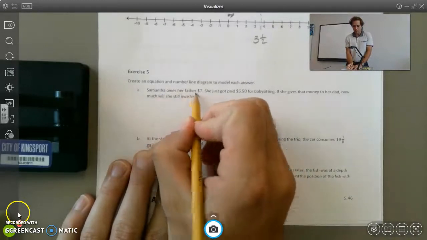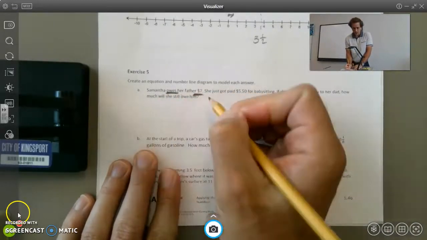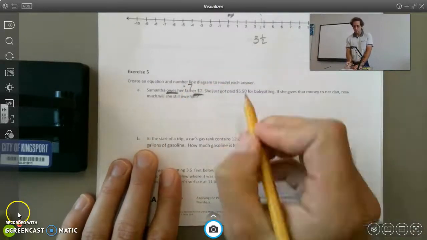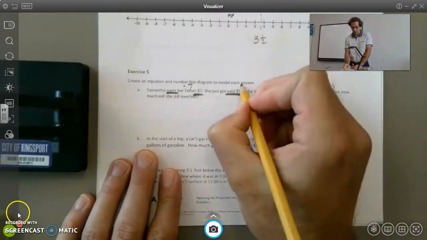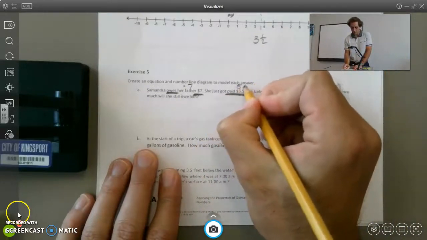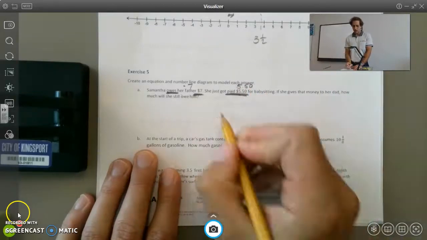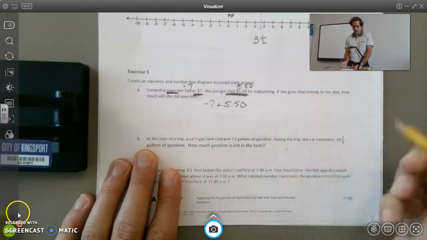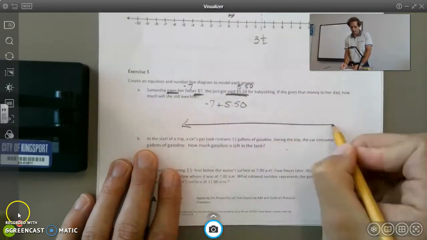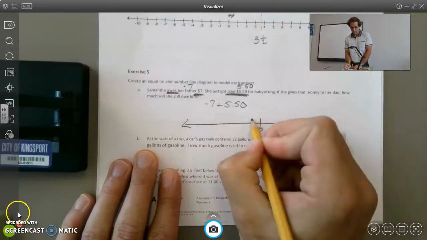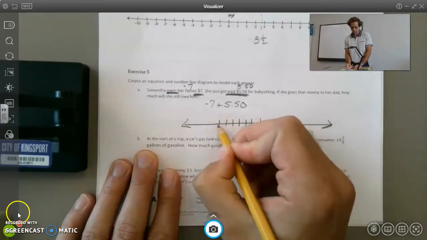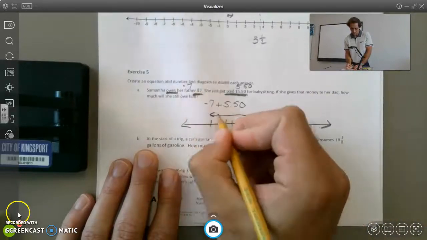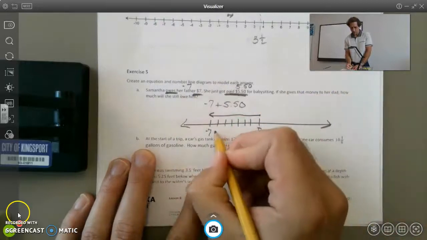So Samantha owes her father $7. Owes $7. How do I represent that? Negative 7. She got paid $5.50. How do I represent that? Positive $5.50. All right, let's check this out. How much money does she still owe her dad? 1, 2, 3, 4, 5, 6, 7. So I'm going to go 7 spaces to the left. That gets me to negative 7.